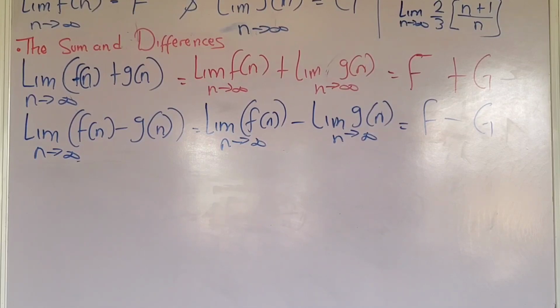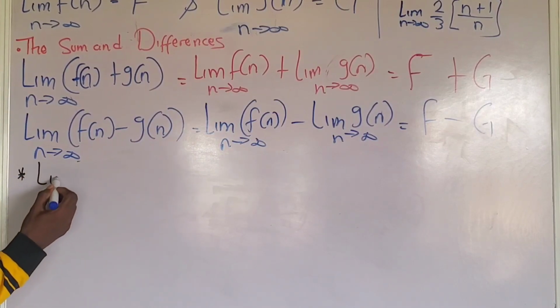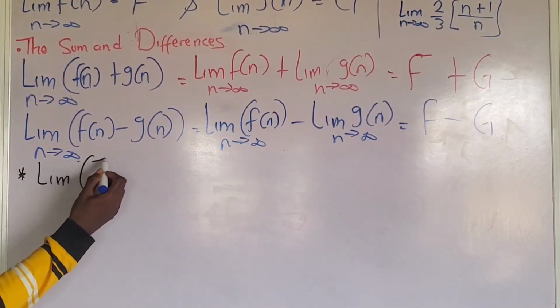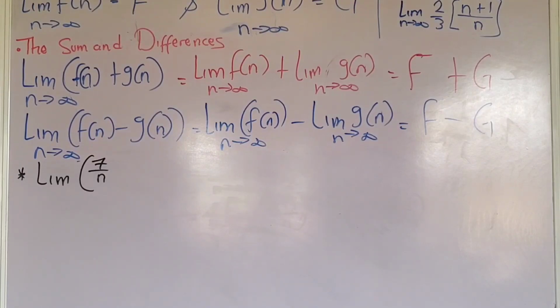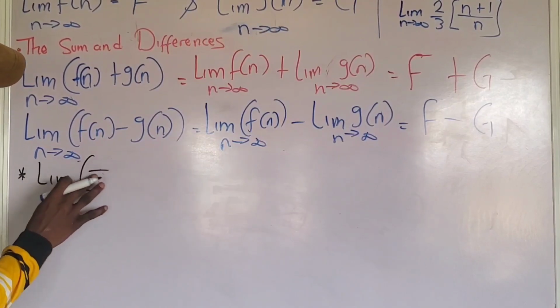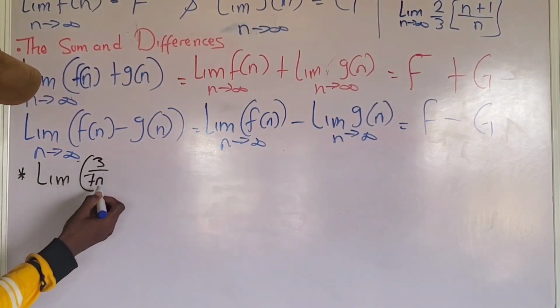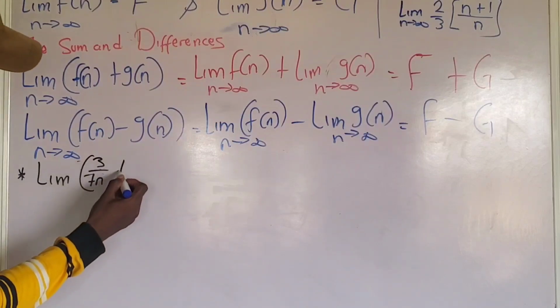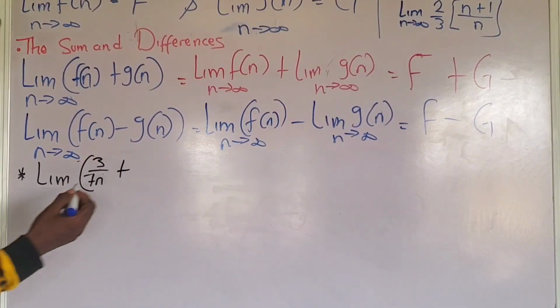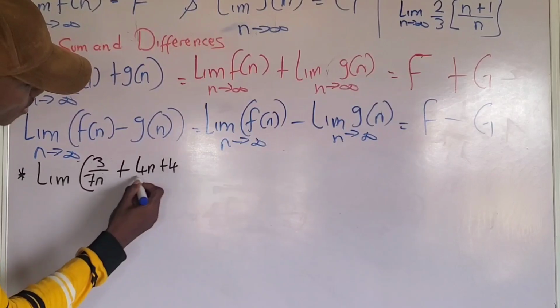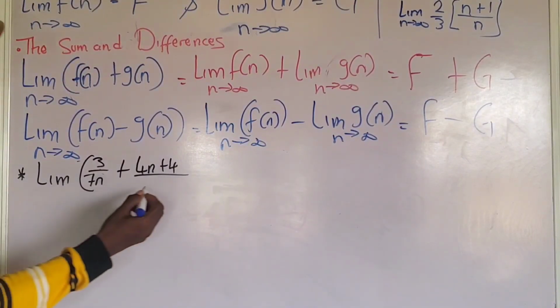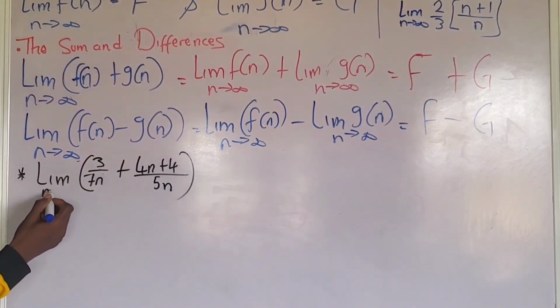Let's say you have to take the limit of 3 over 7n plus 4n plus 4 all over 5n as n tends to infinity.